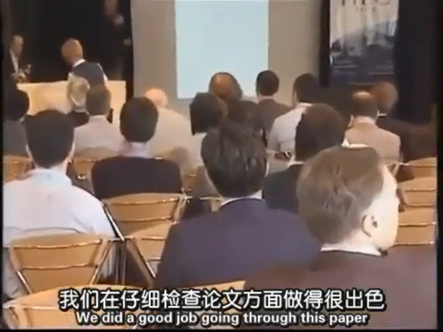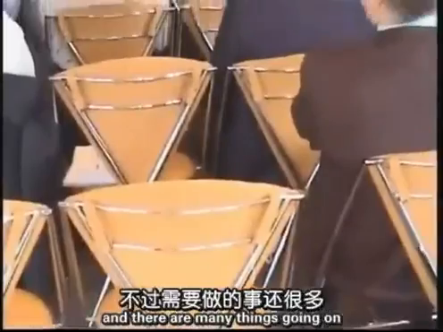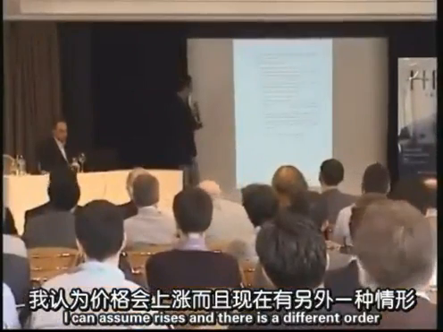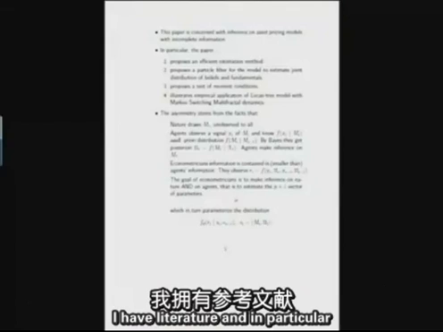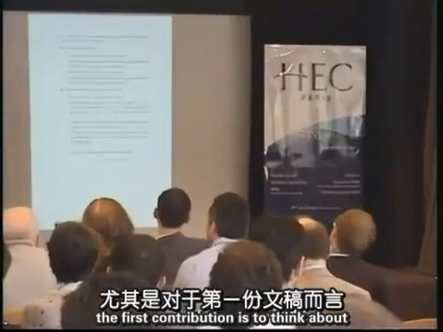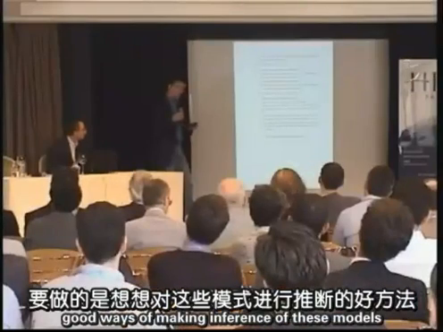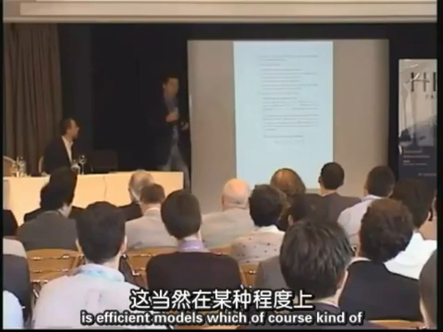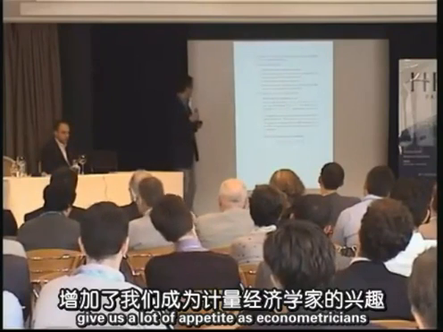Oh yeah, sorry. Okay, so Veronica did a fantastic job in going through this rather dense paper. There are many things going on, and so I kind of summarize this. In a different order, what this paper does is it's concerned with inference on asset pricing models with incomplete information. It's a vast literature, and in particular, the first contribution is to think about good ways of making inference of these models. There is this keyword popping up in the title, efficient methods, which of course gives us a lot of appetite as econometricians.